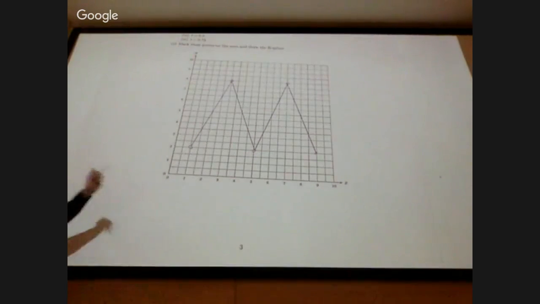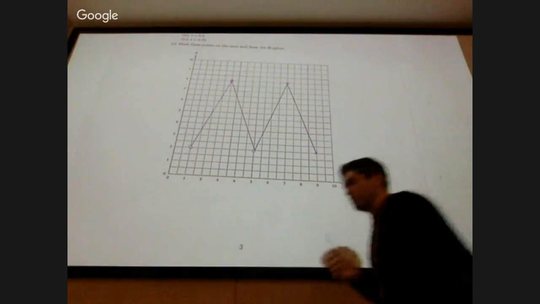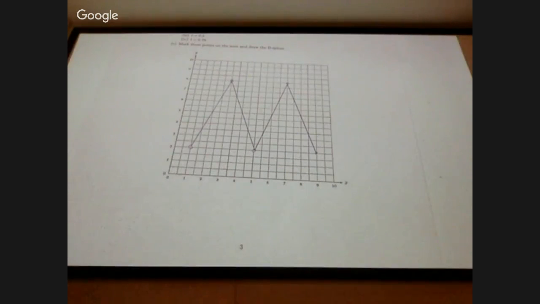So it's going to be some sort of squiggly line. And I mentioned you probably need extra paper for this. There's not enough room to do the working out.